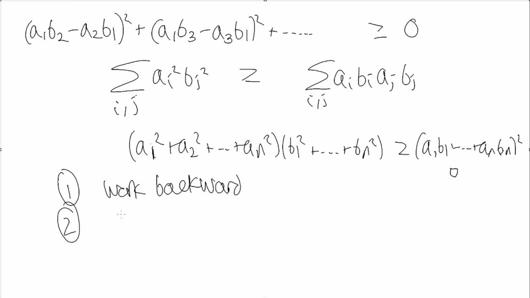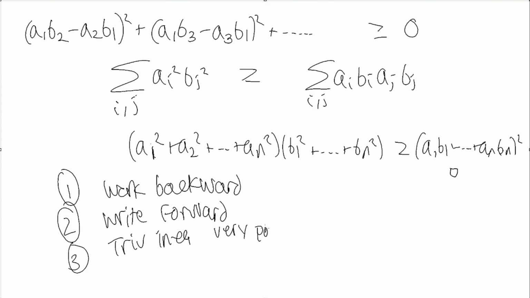And then the second thing, when you're writing the solution, is to write forward. In other words, start with facts you already know and then build up from there. And then the third thing is that the trivial inequality is incredibly powerful, and I hope that this proof demonstrated that. And the fourth thing is to expand. Expanding means you cannot go wrong anywhere.